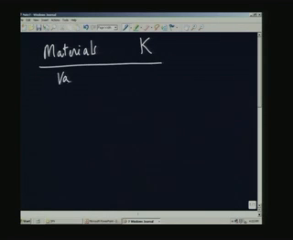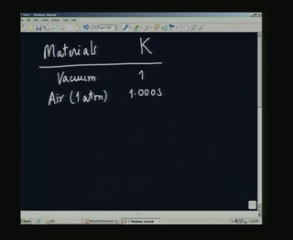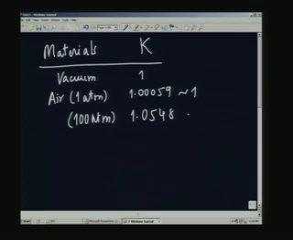Vacuum of course is equal to 1 by definition. Air at 1 atmosphere, it depends on the pressure. This is 1.00059. So, that is why I said it is almost approximately equal to 1 for air, but if you increase the pressure to 100 atmospheres, it becomes 1.0548. So, you see that it is pressure dependent.